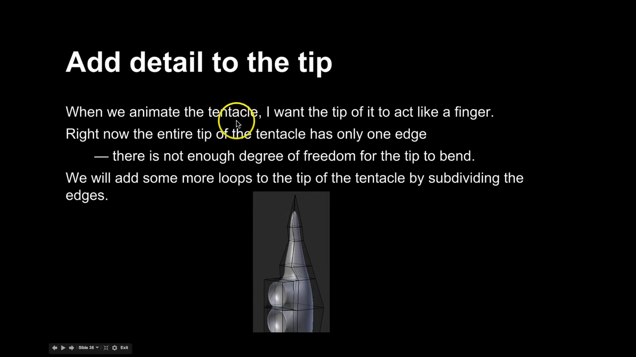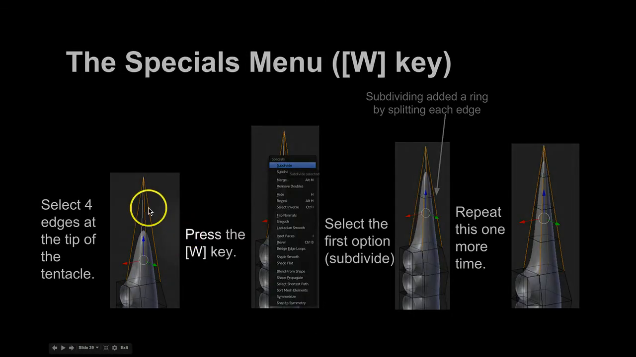So now we're going to add some additional detail to the tip of the tentacle so that when we animate it, the tip has more flexibility to act like a finger. We're going to add a few loops to the tip of the tentacle. Right now, the tip has just a few straight edges, so you can't bend an edge. In order to bend the edge, we're going to need to add new rings around it that we can manipulate.